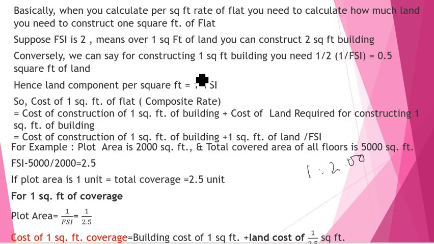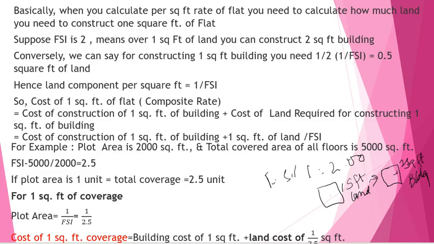1 is to 2 means over 1 square feet of land, you can construct 2 square feet of building. This FSI, of course, is on all the floors, it may be on one floor, it may be on 2 or 3 floors, depending upon the building bylaws. But as far as this FSI is concerned, if FSI is 1 is to 2, it means over 1 square feet of land, you can construct 2 square feet of building.